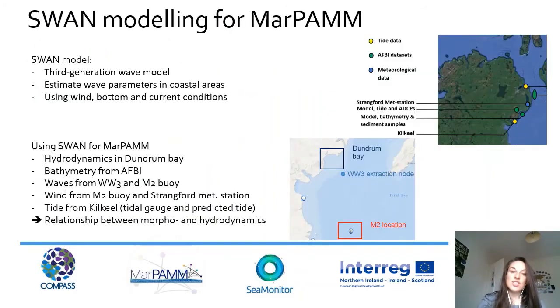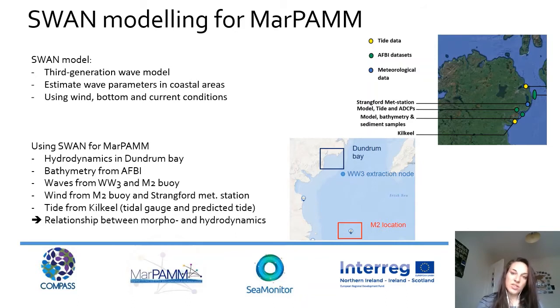So what is SWAN? SWAN is a third generation wave model which is used to estimate the wave parameters in coastal areas using bathymetry, wave condition, wind condition, but also bottom shear stress, tidal conditions to look at the surge, current conditions, etc. So lots of different parameters can be taken into account in this model, which makes it very accurate and very interesting. So for MarPAMM, we are looking at the hydrodynamics in Dundrum Bay.